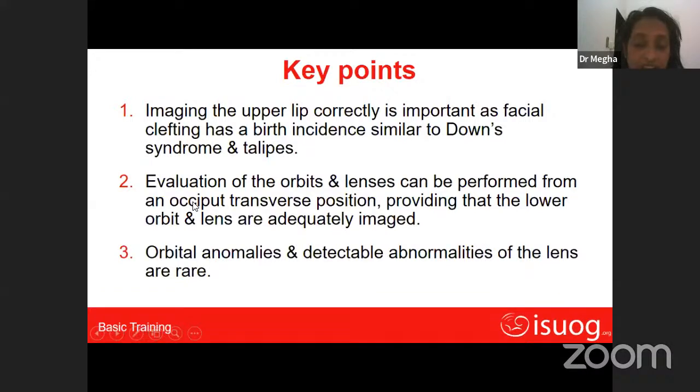The orbits and the lens can be viewed in the occipital transverse view. The upper lens and the orbit is usually seen very clearly. The lower one can also be seen if you angle or rotate your transducer.